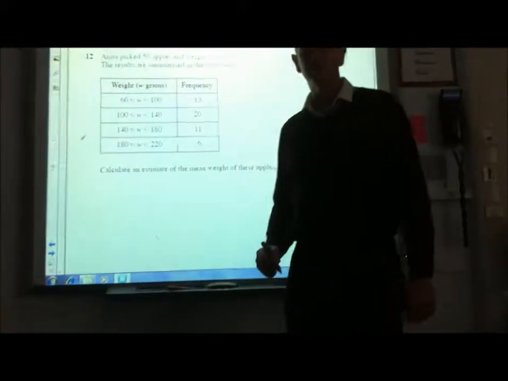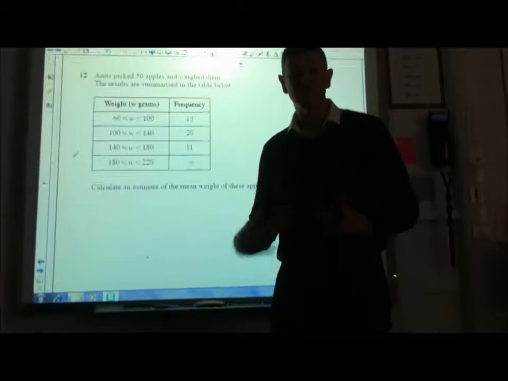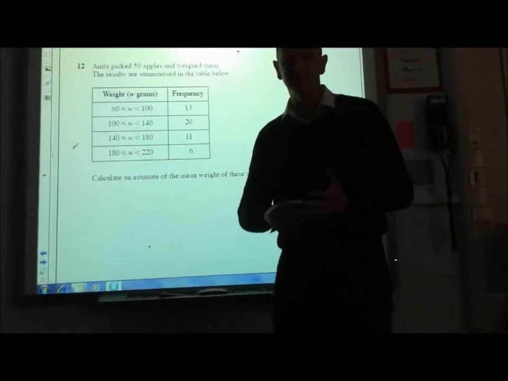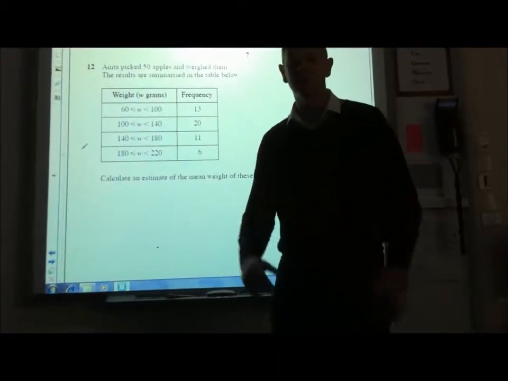Sometimes we're also asked to work out the mean from a group frequency table. This is what I call a Raggi table. In other words, the phrase is, don't need it, don't need it, need it. Let me explain what all of that means.